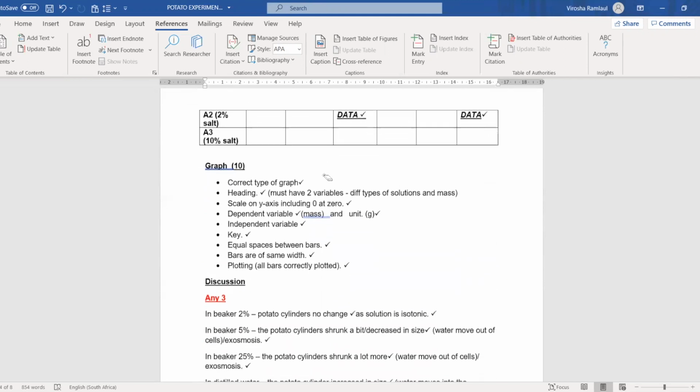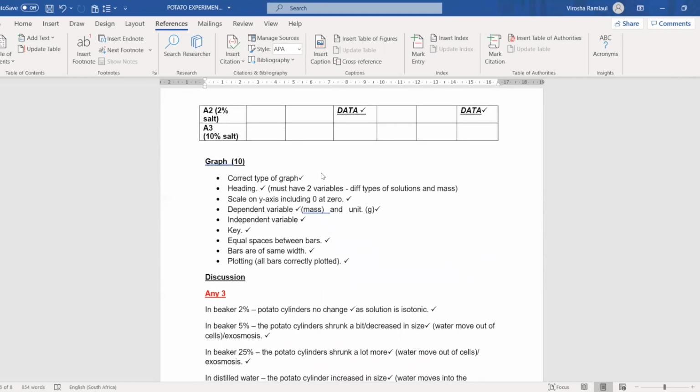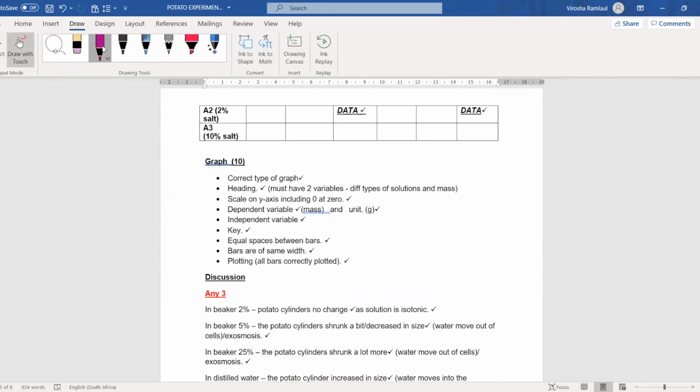The graph, of course, the best and the only correct way is a bar graph. Then you must have a heading with different types of solutions and mass in the heading. Your scale, you must have 0 at the origin. So if I'm quickly going to draw this, you have 0 there. You have a heading with different type solutions and mass.